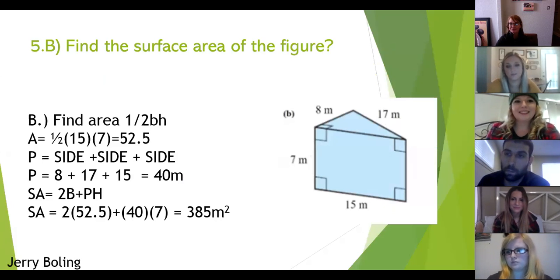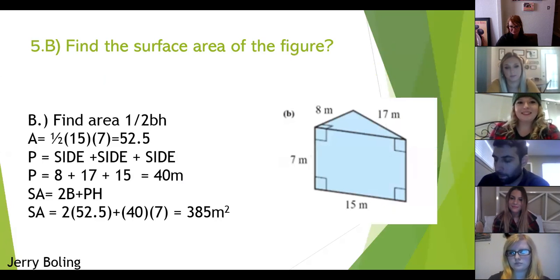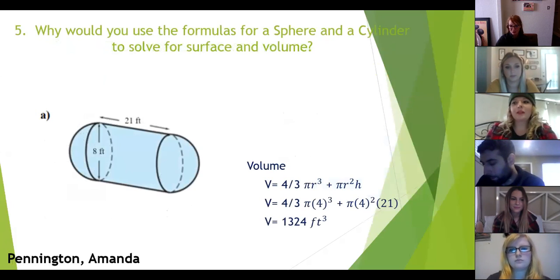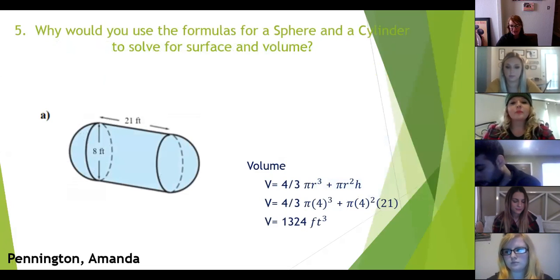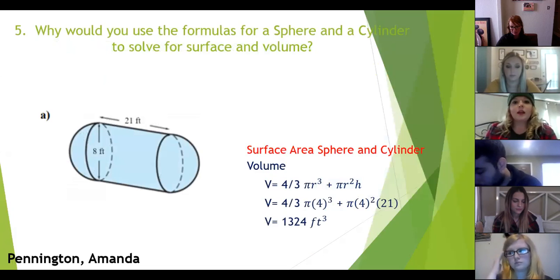Does that solve your question? Yeah, it did. Good job. Hey, Amanda, why would you use the formulas for a sphere and a cylinder to solve for the surface area and volume? That is a good question.